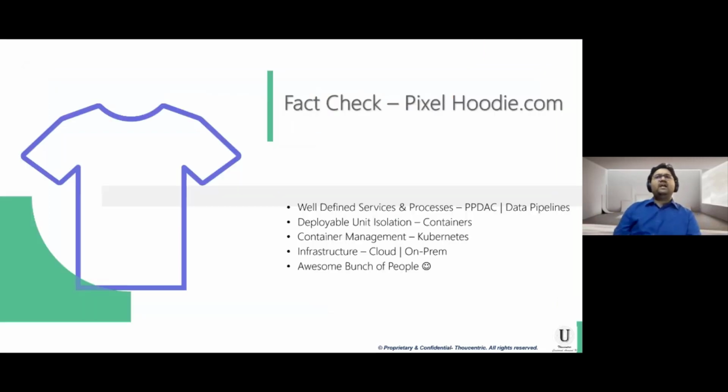Now, let's do a quick fact check, and I'm moving towards the end of my discussion. Let's do a quick fact check on how we are doing with pixelhoodie.com and what problems we have solved. Did we define the services and the processes? Because we are effectively trying to scale. Now we need to think a little more beyond just selling to a few people. We need to start thinking about integration models, etc. So are there well-defined services and processes?